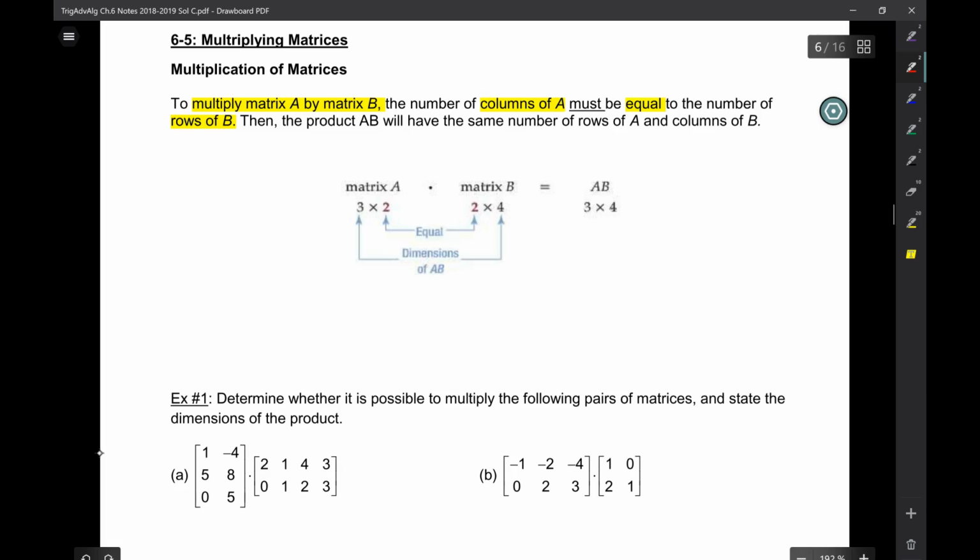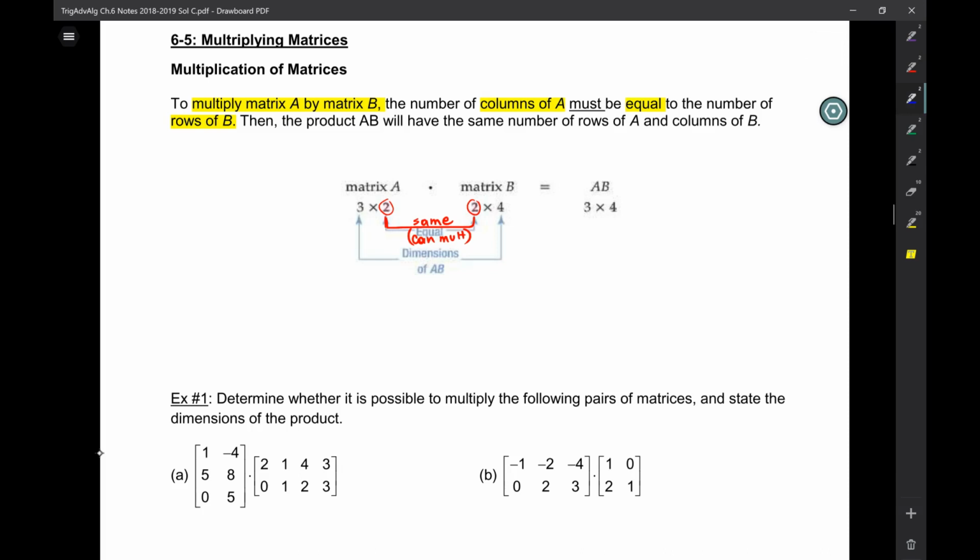Now, once you have your dimensions here, you have to look at the inside numbers, the inner numbers. So 3 by 2, the inner number is a 2. 2 by 4, the inner number is a 2. Those numbers have to be identical. They have to be equal. That means you can multiply the matrices. So that's how you know if you can multiply them. The inside numbers of the dimensions have to be the same.